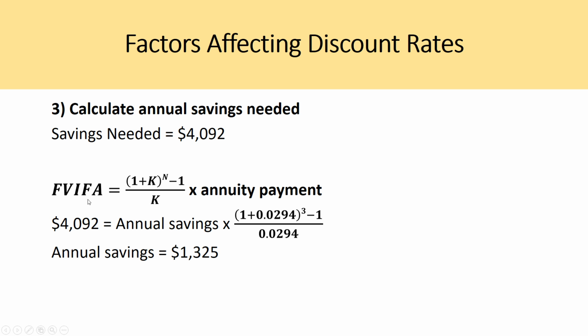So let's look at our future value. Our future value would be $4,092. We need annual savings. That's what we're looking for. So we input all of these numbers, which we already know, and then we isolate for annual savings. To reach that over the next 3 years, we need to save $1,325 per year to get the future value, the amount of money needed to buy this car, of $4,092.